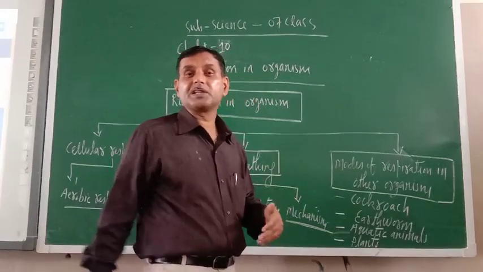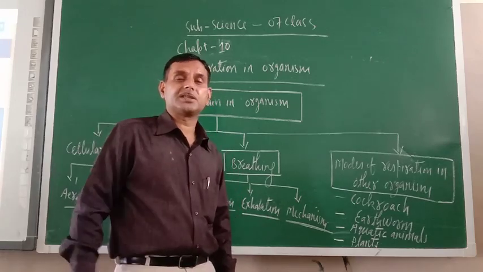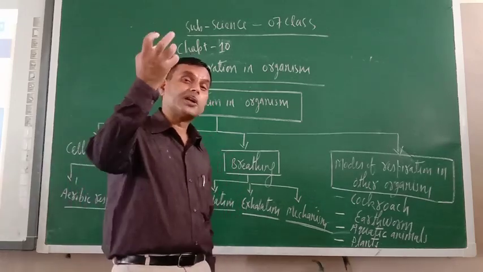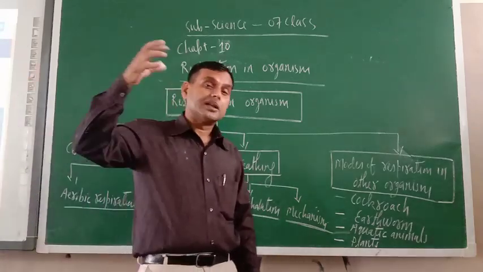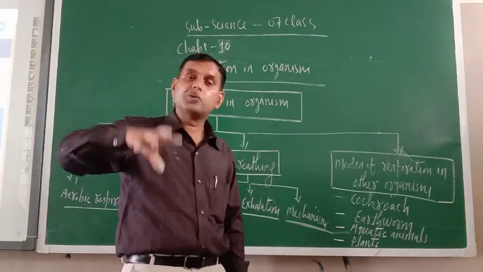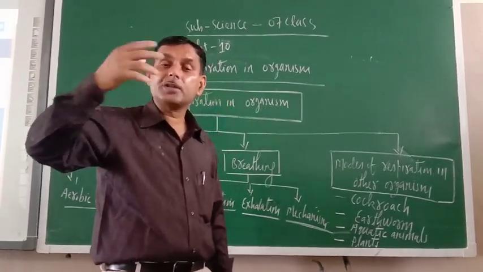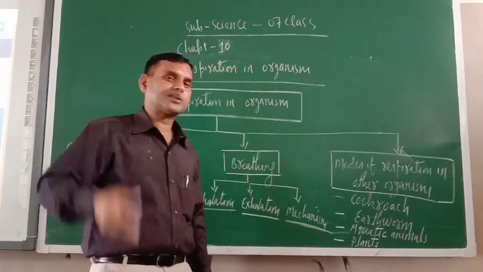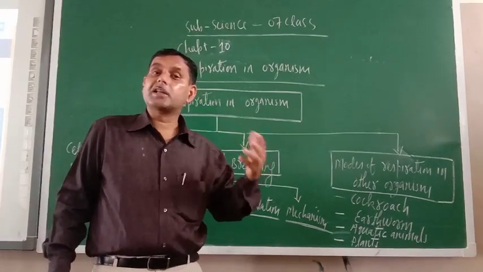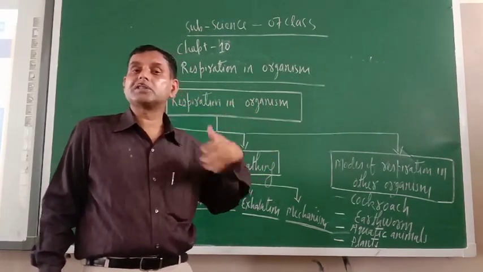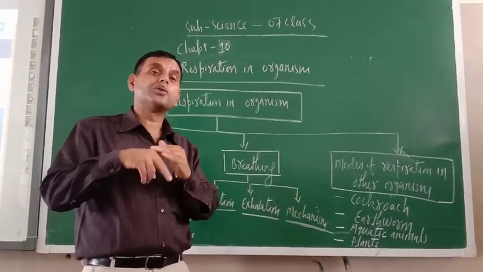In plants also respiration is there. Don't think that plants are not doing respiration. When plants do respiration, they also take in oxygen and give out carbon dioxide. This respiration process they do at night time. In the daytime they are doing photosynthesis, because for photosynthesis sunlight is required. So they get sunlight in the daytime, do photosynthesis and release oxygen gas. But at night time they also do the respiration process.